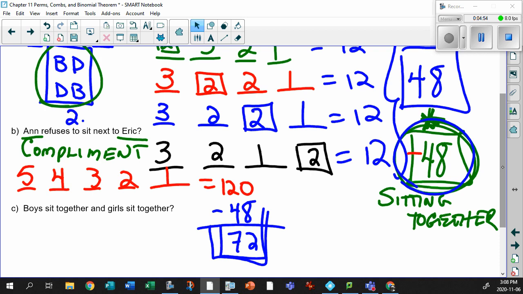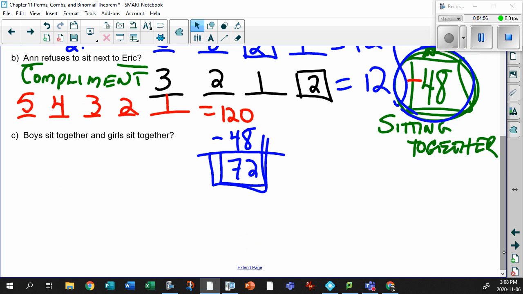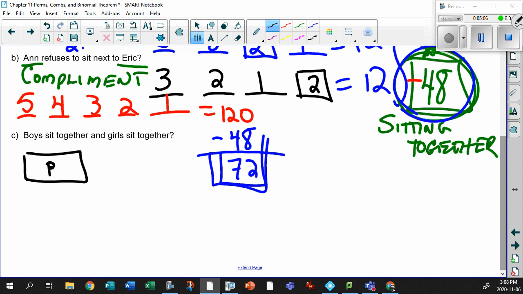Okay, now, last one that we have to figure out. Boys must sit together and girls must sit together. And we've done something similar to this before. If the boys sit together, they're all going to sit on one side. There's the boys. Girls sit together. There's the girls sitting on another side. Let's figure out how many boys we have and how many girls we have.